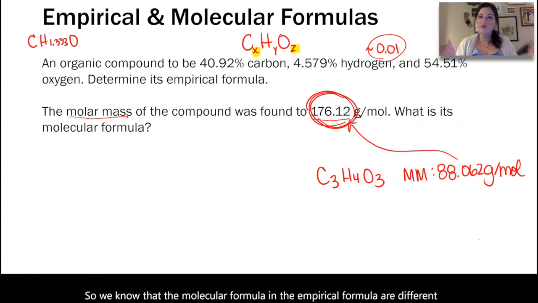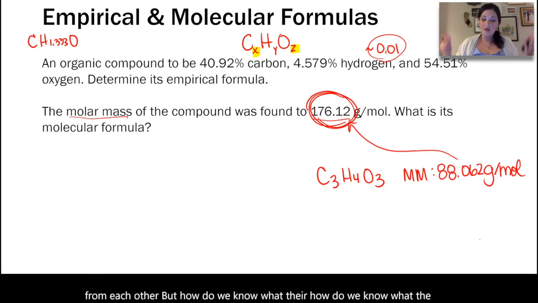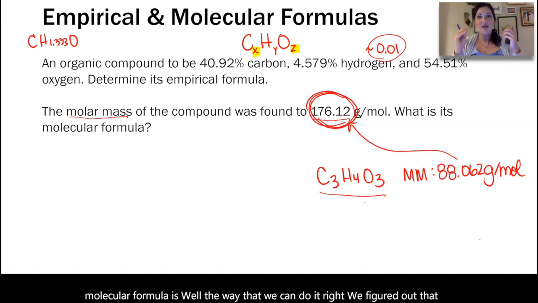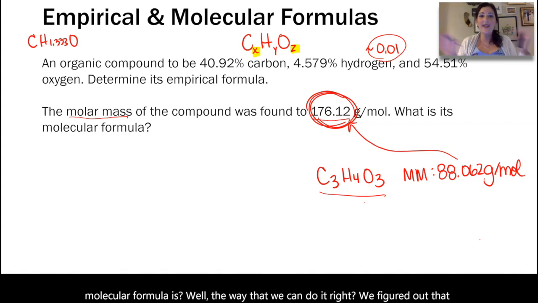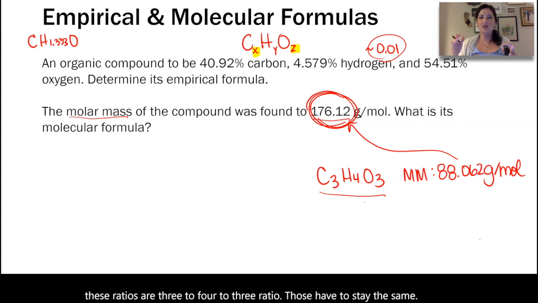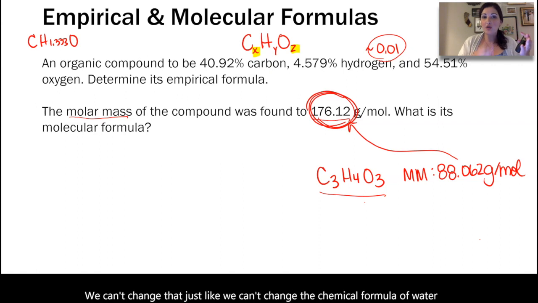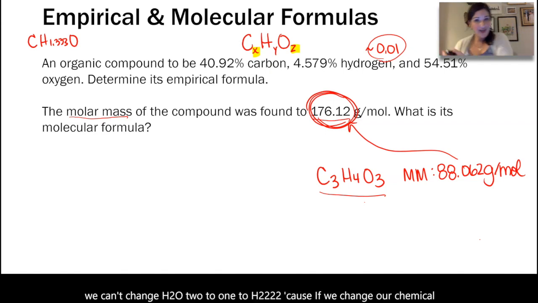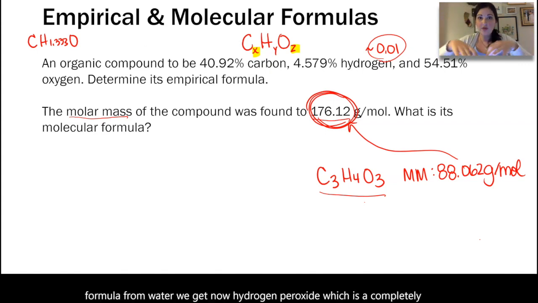But how do we know what the molecular formula is? Well, we figured out that these ratios are a 3 to 4 to 3 ratio. Those have to stay the same. We can't change that. Just like we can't change the chemical formula of water, we can't change H2O, 2 to 1, to H2O2, 2 to 2. Because if we change our chemical formula from water, we now get hydrogen peroxide, which is a completely different substance. So remember, those subscripts are set. Our ratios are set. We can't change them.